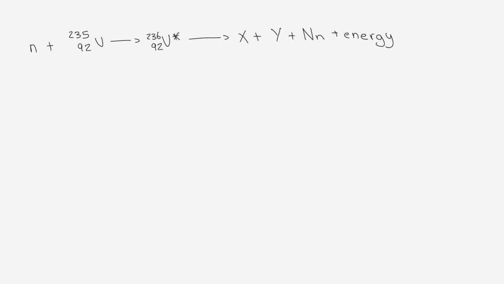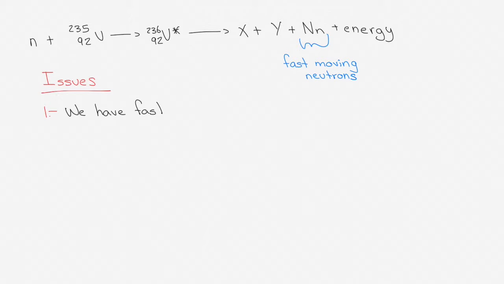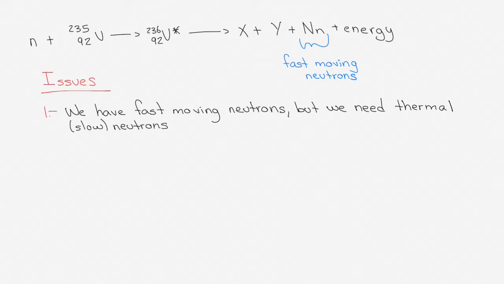However, if we want to apply this reaction in a nuclear reactor, we have 2 problems. 1, the neutrons that are emitted during the fission are high energy neutrons. This means that they travel at a very high velocity. However, for nuclear fission to occur, we need thermal neutrons. These neutrons have to be slow-moving neutrons.